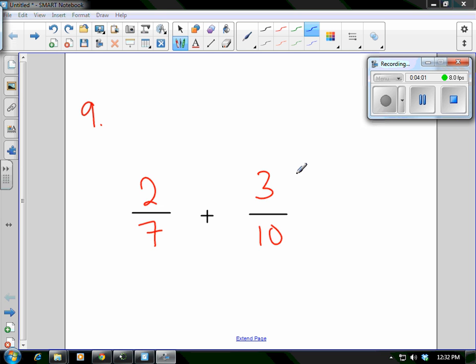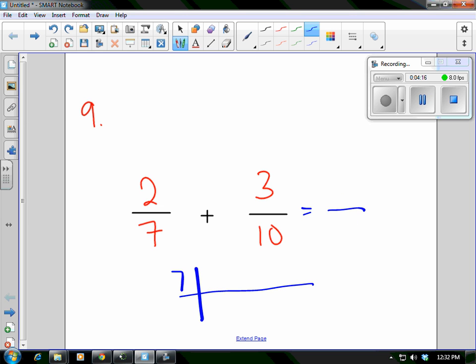Number 9 is very similar to the last one. Unfortunately, the bigger number, 10, 7 doesn't fit into. So we're going to have to change both of them. We have to find a number they can both go into. So I'm going to use my little T-chart. 7, 14, 21, 28, 35, 42. Wow, this is a big one.